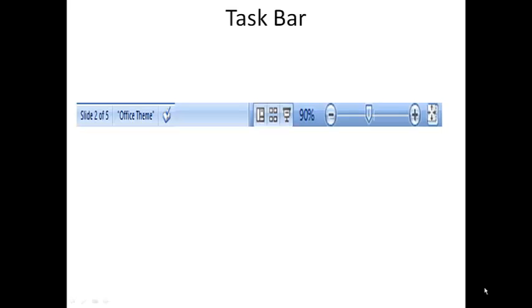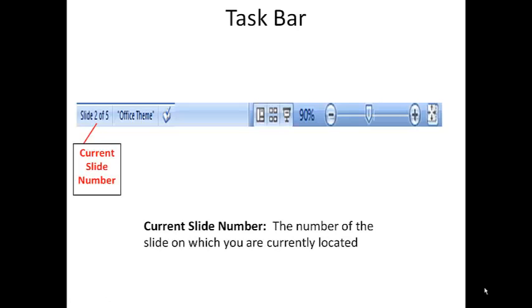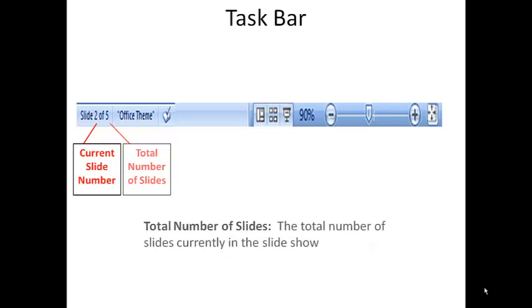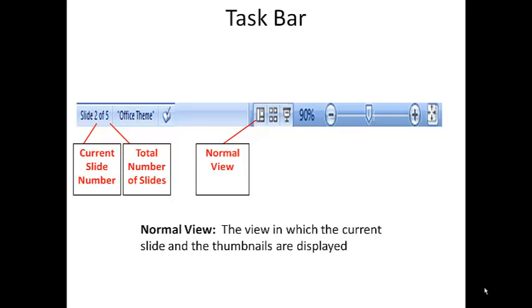Next up is the taskbar. On the far left of the taskbar, you'll see the current slide number, the number of the slide on which you are currently located. The next number is the total number of slides in your slideshow. Next is the normal view. This is the view in which the current slide and the thumbnails are displayed.